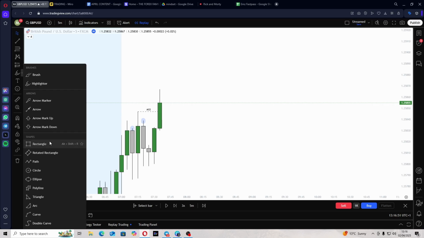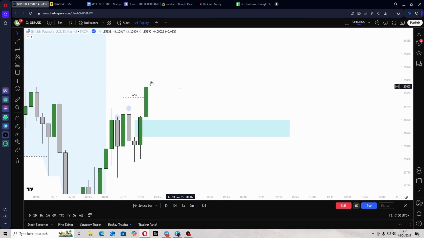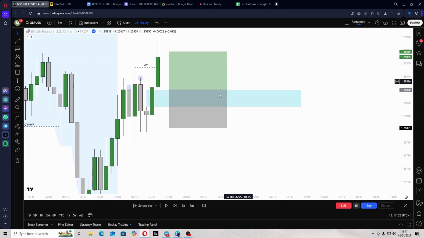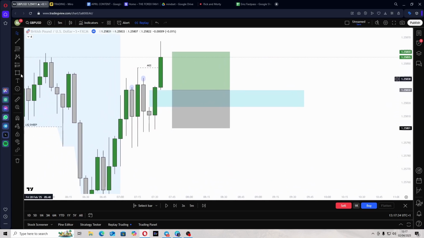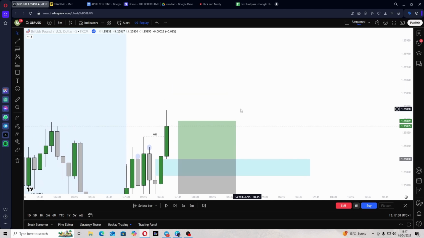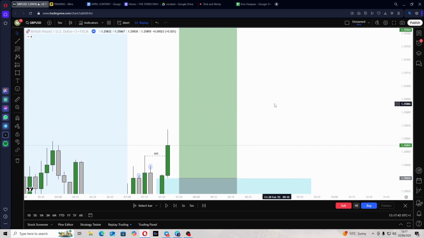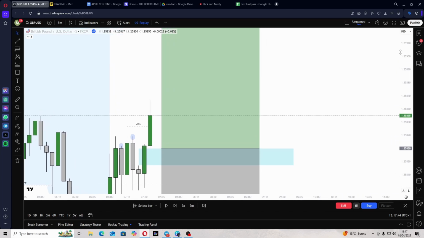But let me just mark out my fair value gap right here from here to here. So all that's left to do is place my buy limit right here, place my stop loss just below all this area of rejection right here. You can see, so placing it somewhere around here and placing my take profit as a 1 to 3 or 1 to 2.5 risk reward ratio, anywhere around 1 to 2.5 to 1 to 3, right?